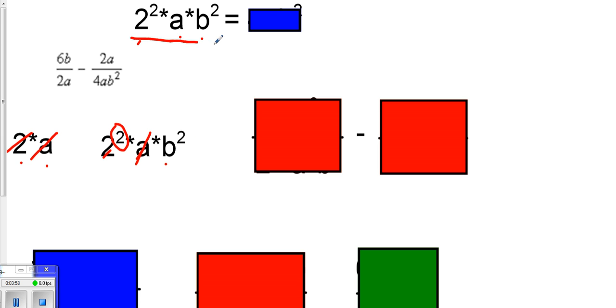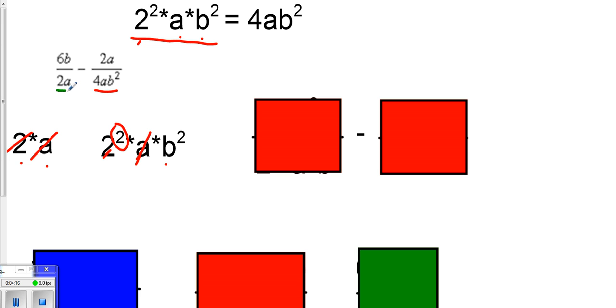This is the factored form of our common denominator. If we were to spell it all out, it would be 4ab squared. Now notice, luckily, 4ab squared is already this denominator. This one is already done for us. It already is the common denominator.